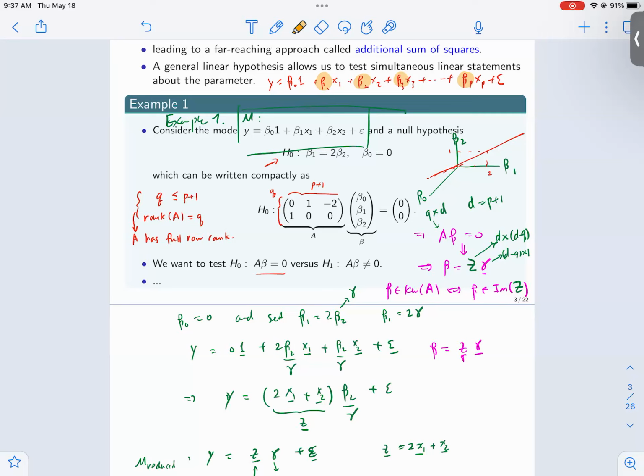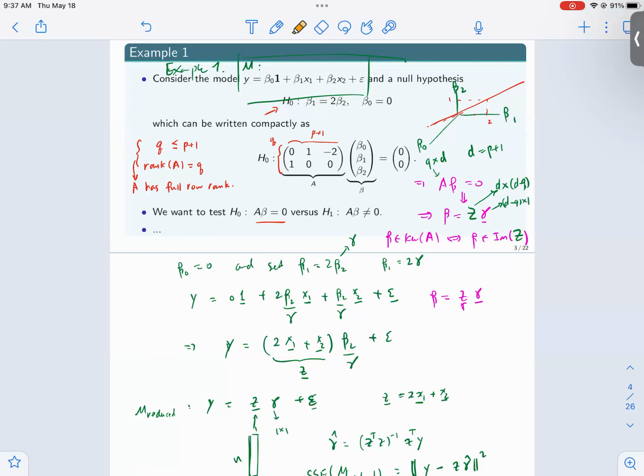For example, in this example that we did, you said beta 0 equal to 0, and then beta 1 equal to beta 2. You can define one of them to be gamma. The other one would be, for example, beta 2. If it's beta 2, then beta 1 would be 2 gamma. And so your Z would be determined once you plug it into X beta.